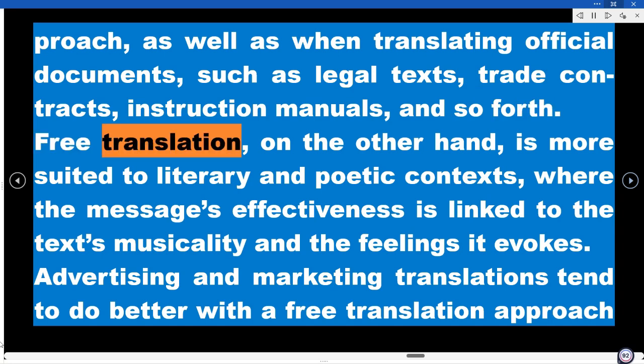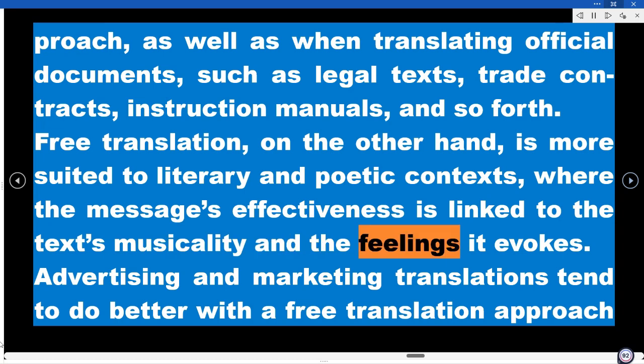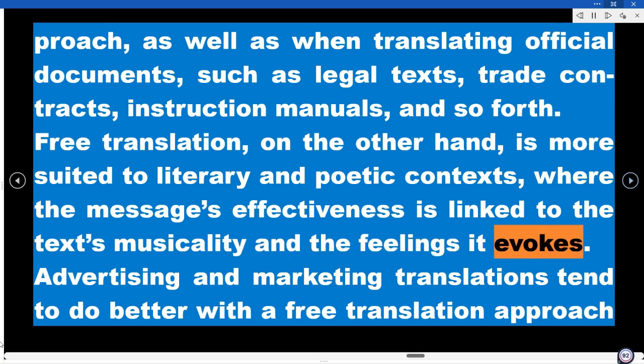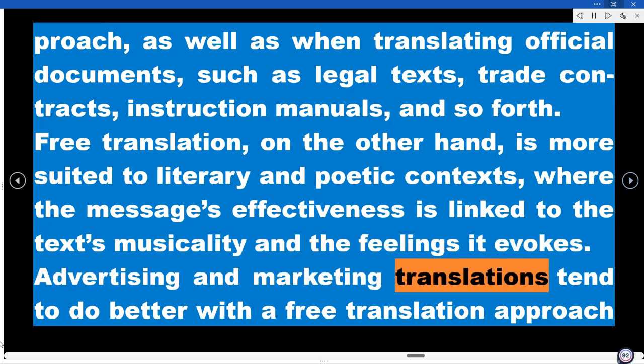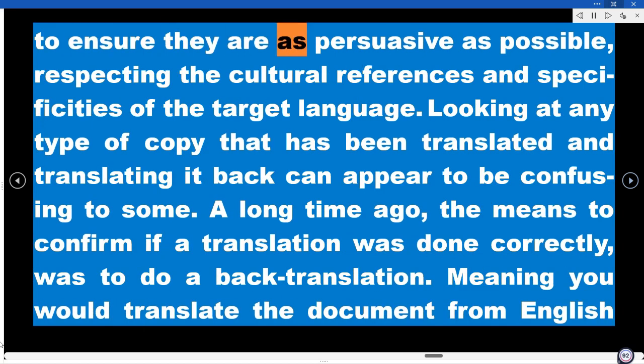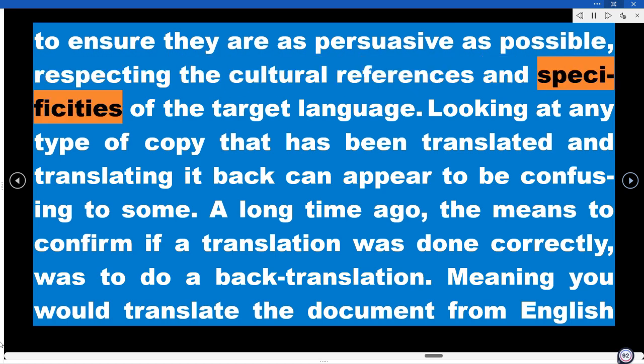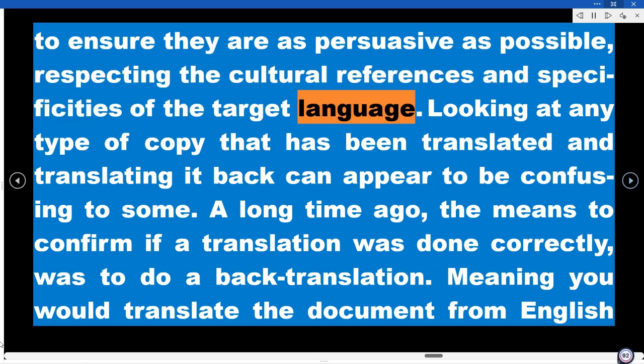Free translation, on the other hand, is more suited to literary and poetic contexts, where the message's effectiveness is linked to the text's musicality and the feelings it evokes. Advertising and marketing translations tend to do better with a free translation approach to ensure they are as persuasive as possible, respecting the cultural references and specificities of the target language.